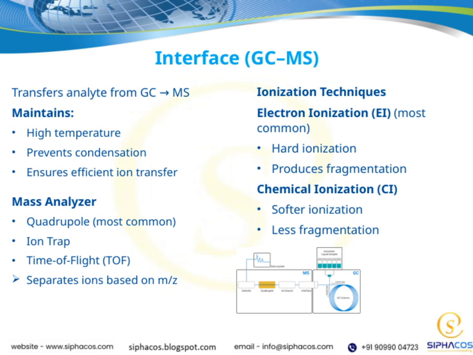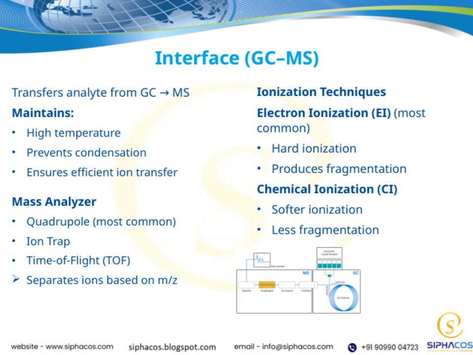Next, we have the interface between the gas chromatograph and the mass spectrometer, often called the GC-MS interface. Its main job is to transfer the analyte from the GC to the MS. It has to operate at high temperatures to prevent condensation of the analyte, ensuring a smooth transfer. Maintaining this temperature is crucial for efficient ion transfer and accurate results.